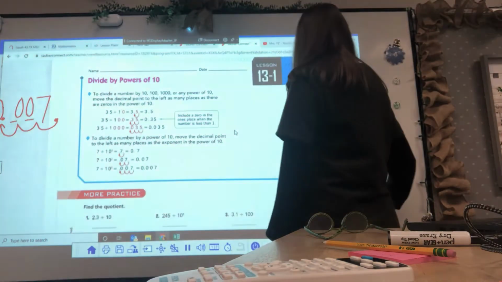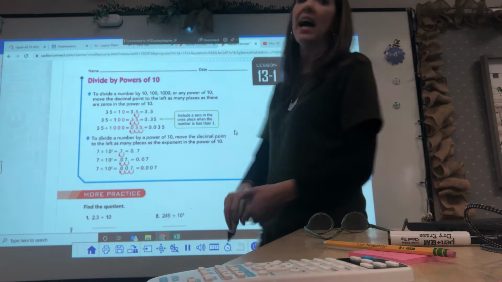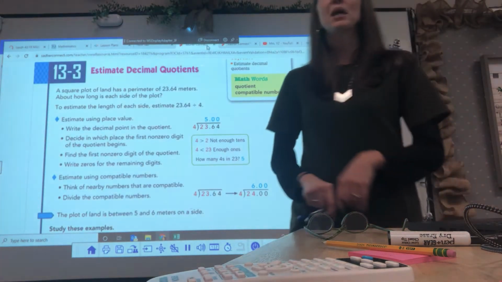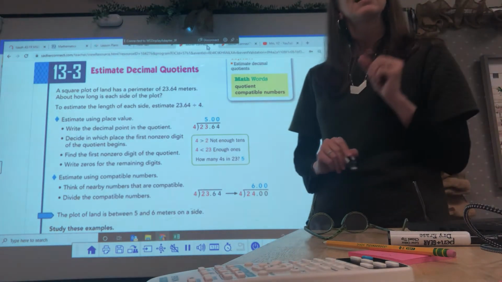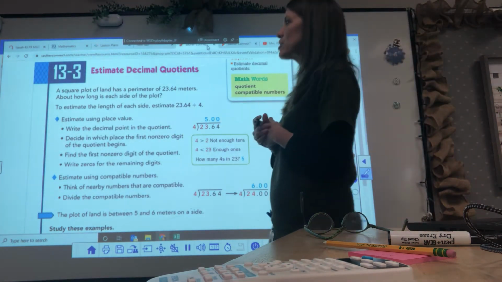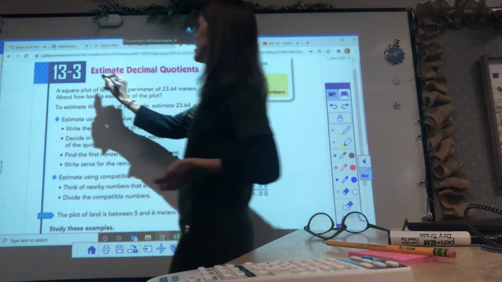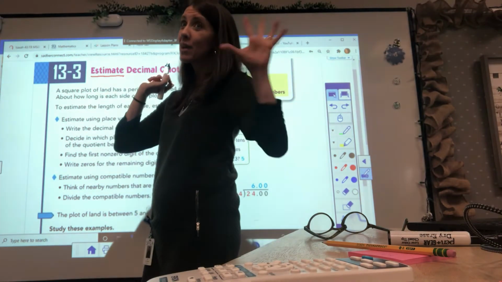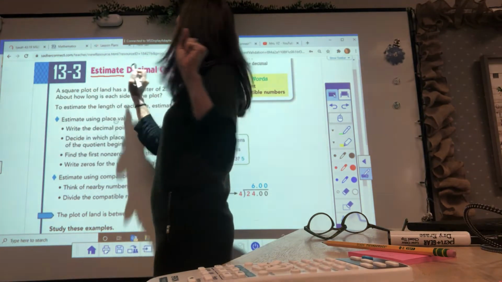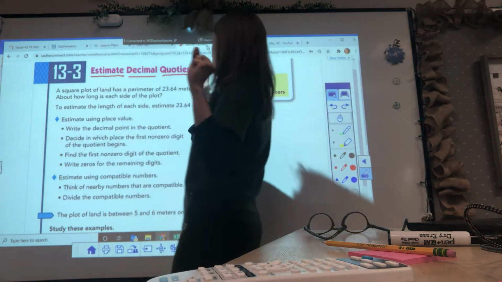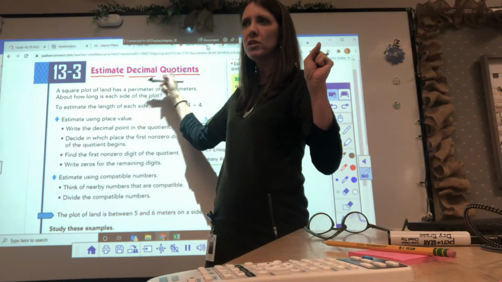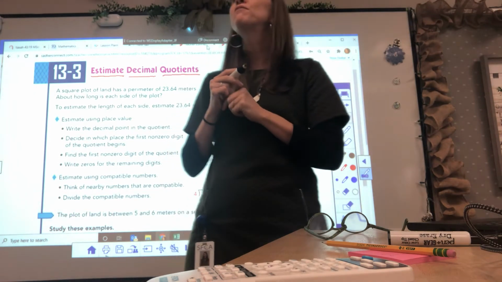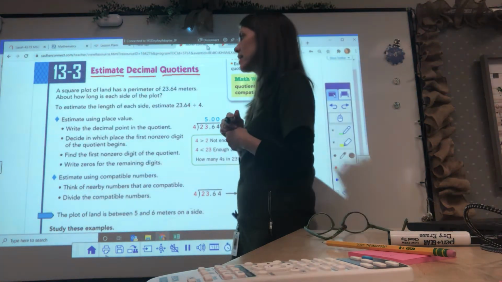Today, we are going to move on to 13-3. We're skipping 2. We're going to move right on to 13-3, which is, let's look at what it's called to get an idea of what we're going to be doing. Estimating. So we're not going to be doing actual computation. We're going to estimate decimal quotients. What does quotient mean? Quotient is the answer to what kind of problem? Division problem. Yes. Okay.